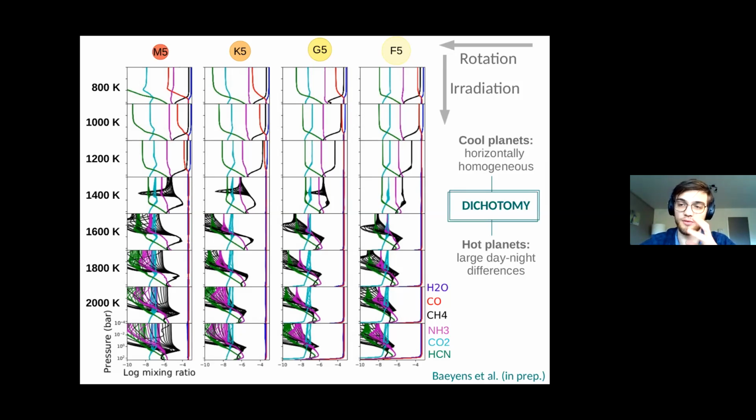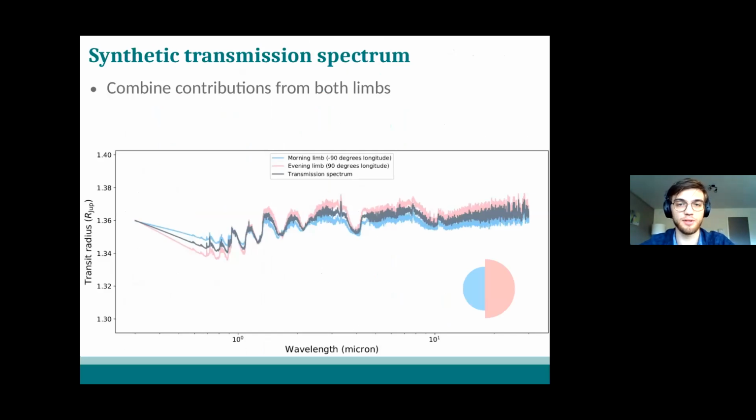Now let's then do the final step and have a look at the transmission spectra corresponding to all of these models in the grid. And we do this by combining contributions from both limbs. So here we take an approximation that the one model here corresponds to half a disk here, and then one model here corresponds to half a disk on the other side.